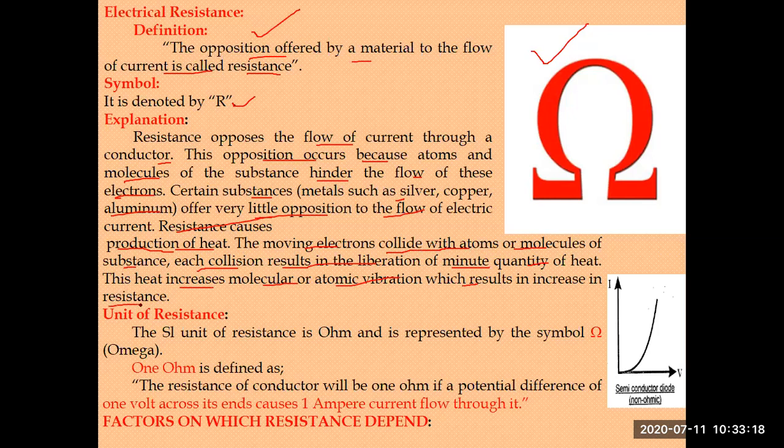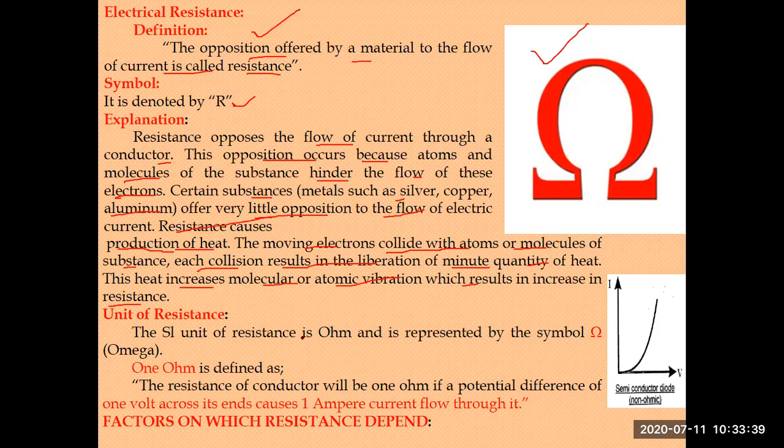The more the vibration of the atoms of the solid or the conductor, the more will be the resistance, because the electrons will collide with the moving or the vibrating atoms of the molecules of the solid. So that's why they will slow down. And with the passage of time, as they slow down, the more will be the resistance, the more will be the slowdown of the moving electrons.